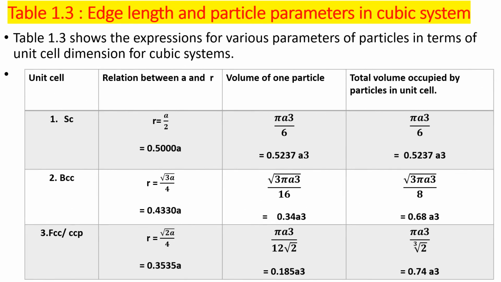In the table, the first column is the unit cell, the second column is the relation between a and r, the third column is the volume of one particle, and the last column is the total volume occupied by the particles in the unit cell. Okay, first is SCC, second BCC, and third one is FCC. Here the relation between r and a: for SCC, r is equal to a by 2.